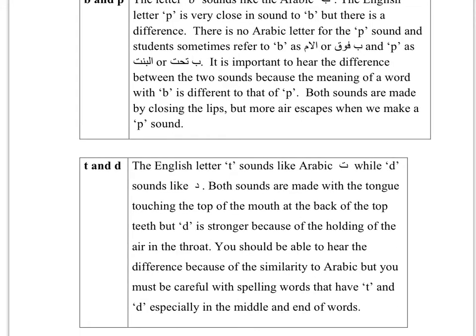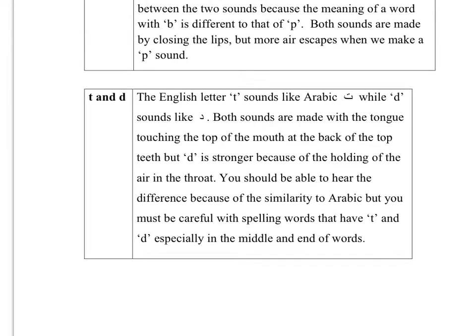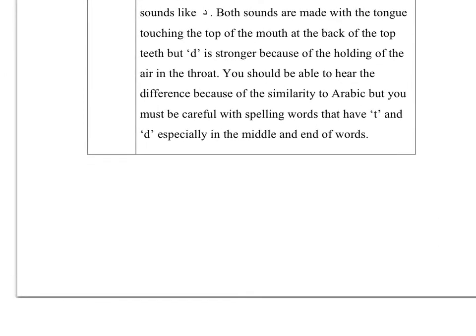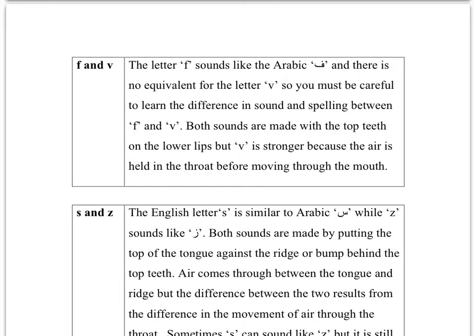Another pair of letters that are somewhat similar to Arabic are ta and da, T and D. And I don't think these will create any problem. Okay, another pair of letters, fa and va, are somewhat similar to ba and pa, in the sense that Arabic has the fa sound, but has no equivalent to va. So again, these will cause maybe some problems with the spelling of words that have fa and va.